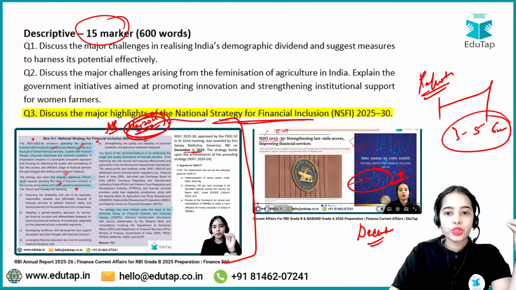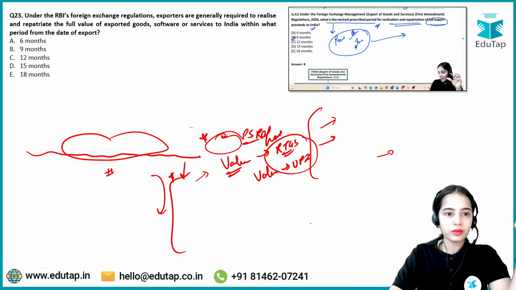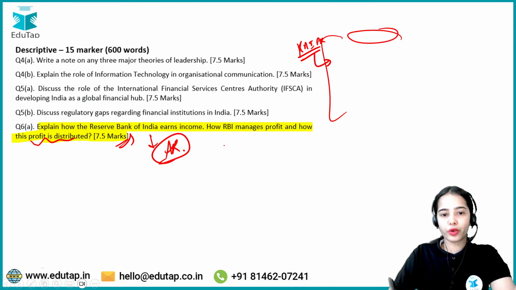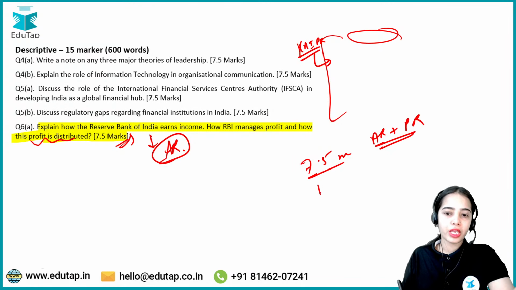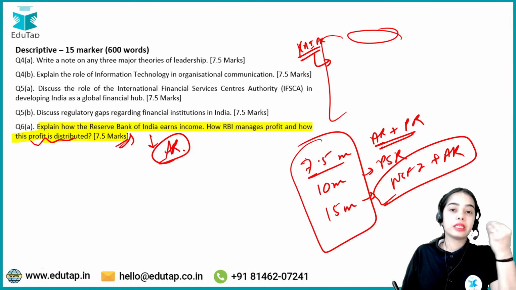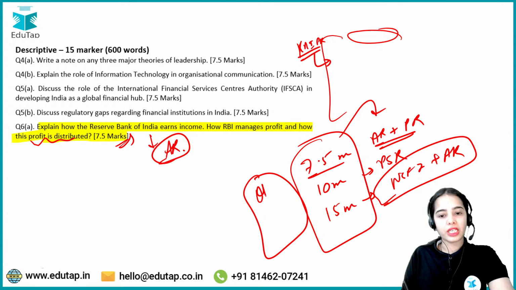Okay, so now 15 marks from the NSFI. So 15 marks here. Then this was a 1 marker question. This is for 10 marks and this is for 7.5 marks. So 7.5 marks from the annual report plus the press release of RBI. The 10 marks were from the payment system report, and the 15 marks were from the NSFI, and more recently from the annual report, we can say. So these descriptive questions came from the RBI report or RBI press release, as well as there were some objective questions that came from the RBI press release or RBI notification.